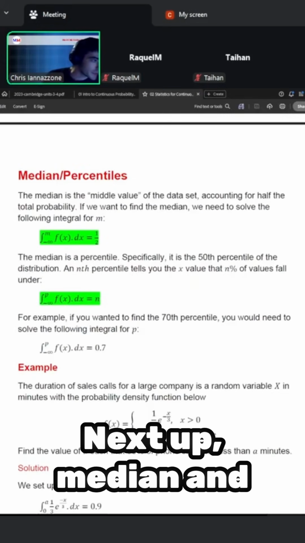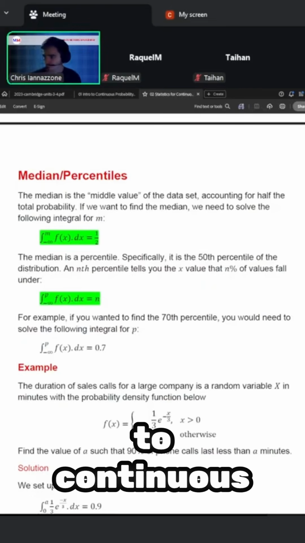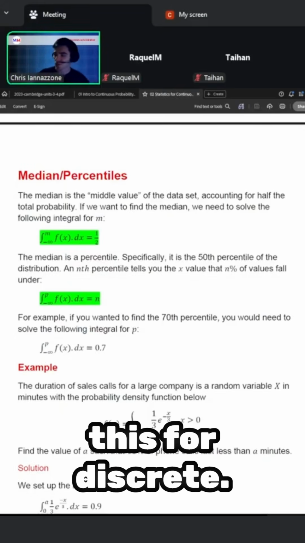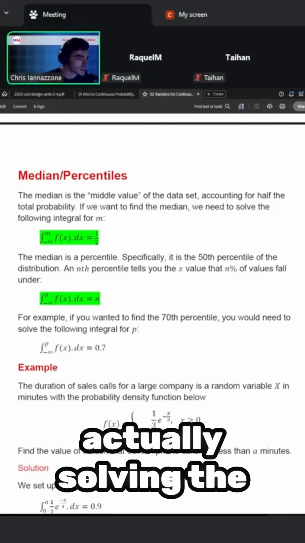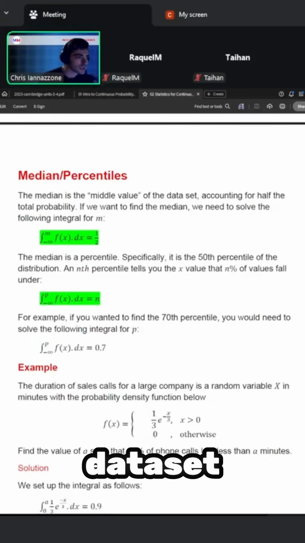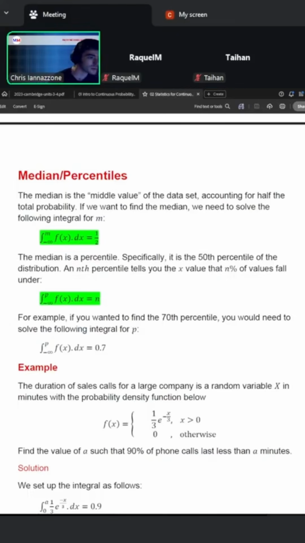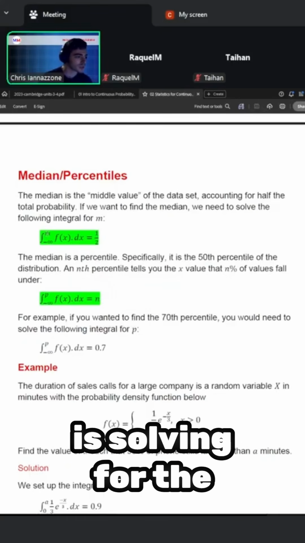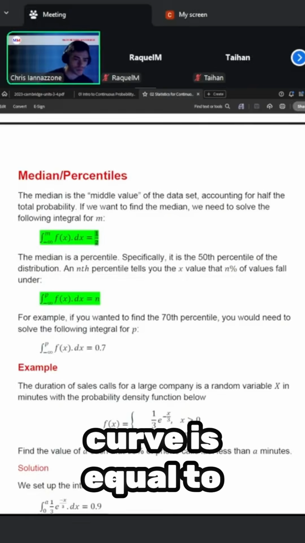Next up, median and/or percentiles. So this is something that's pretty much exclusive to continuous probability. We don't look at this for discrete. The median is you actually solving the middle value of your data set, and it's got to account for a total of half of total probability in your given scenario. So if you want to find the median, what you're essentially doing is solving for the upper bound such that your total area under curve is equal to a half.